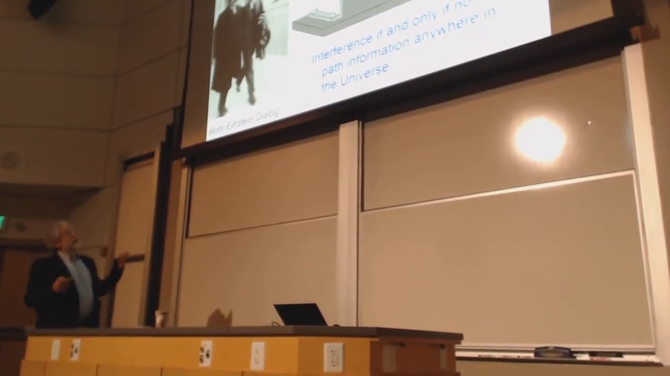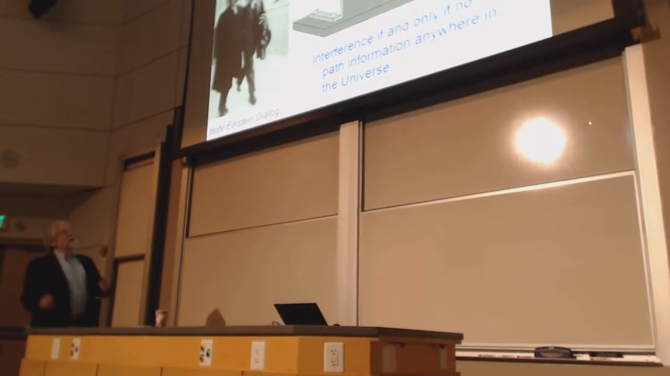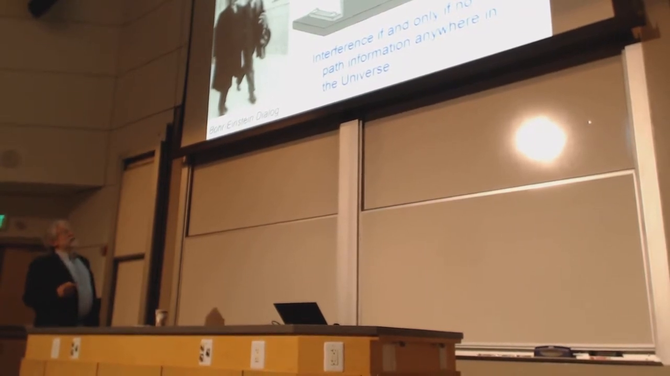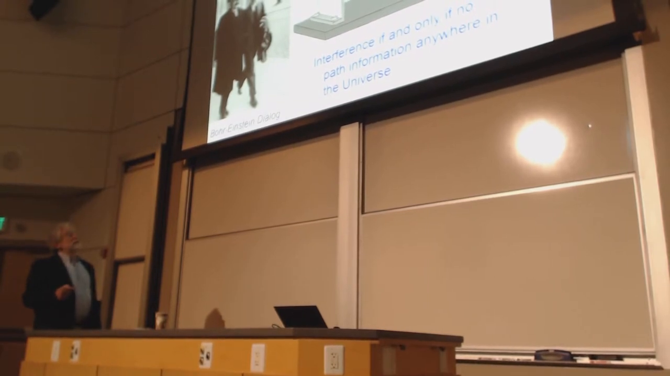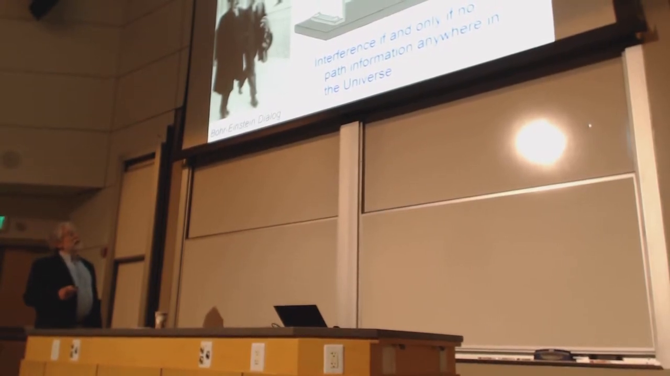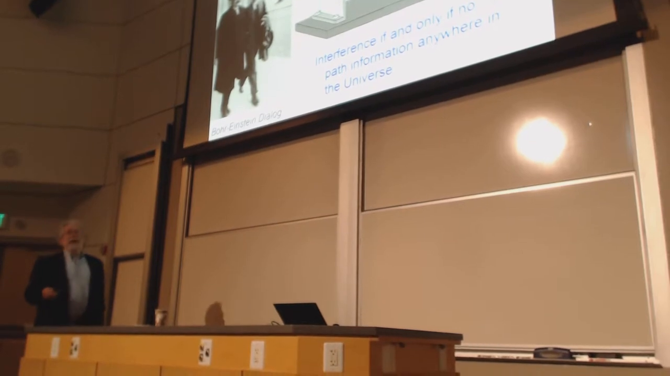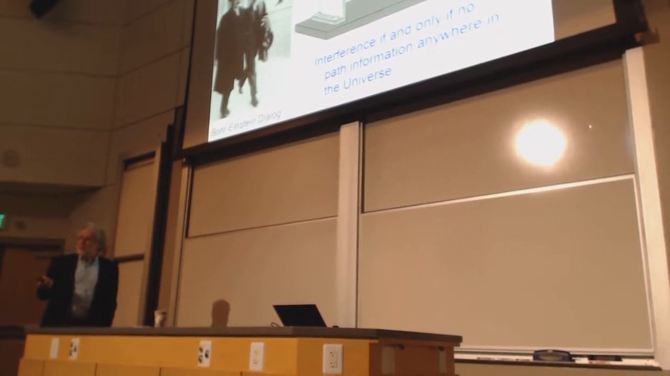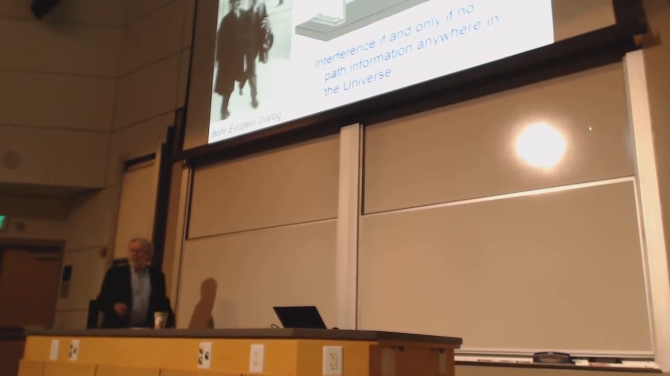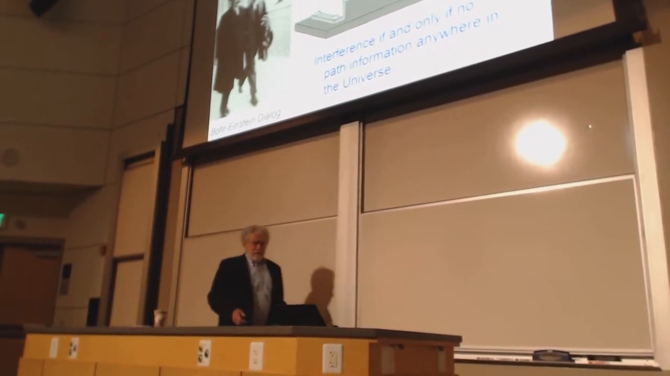The modern way to talk about this, the more modern way, and Professor Susskind already alluded to the notion of information, is that interference arises if and only if no path information is present anywhere in the universe, be it on the particle or be it outside. So this is a criterion, this is a new way to look at the whole thing.